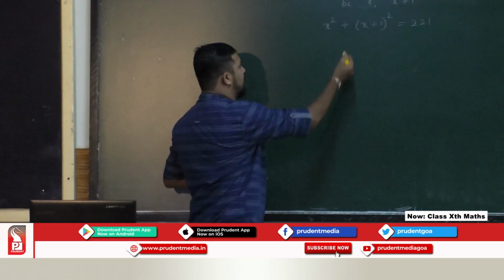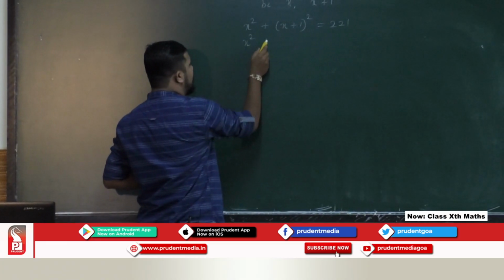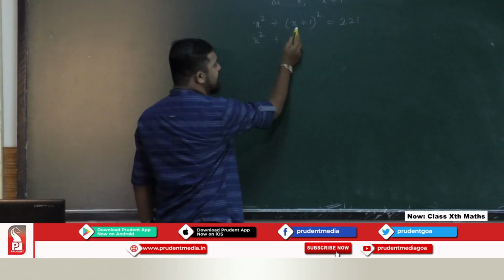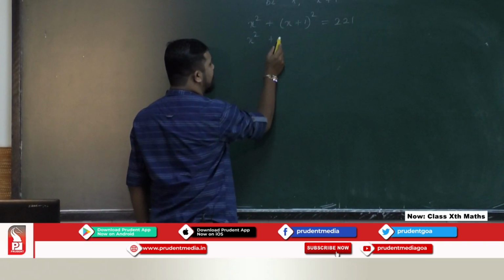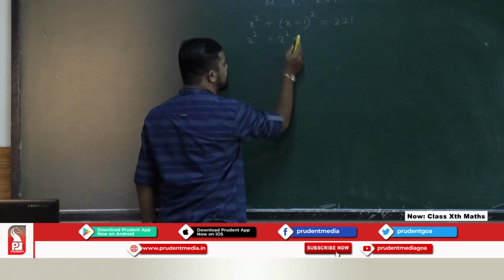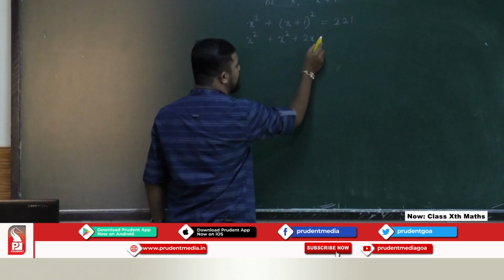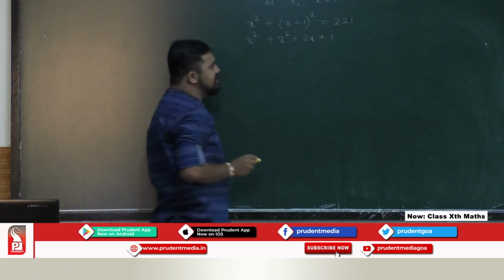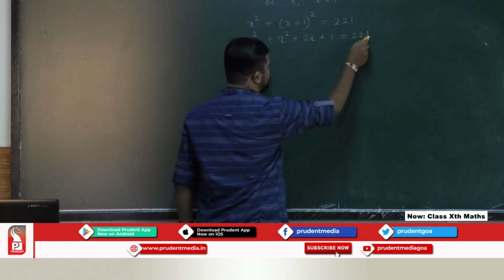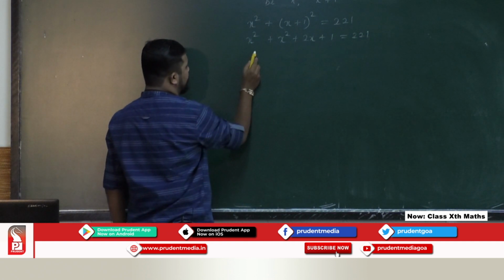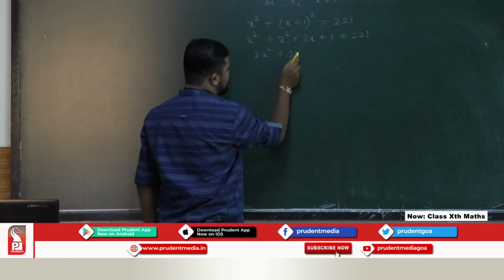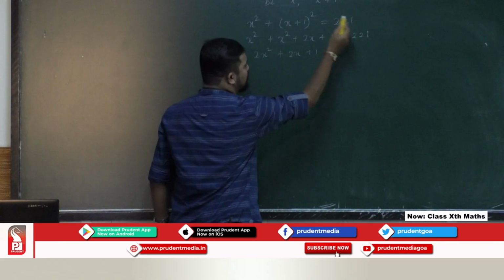Now if you see this problem, I have to use an identity. Yesterday we used identities. So a plus b the whole square: directly you can write a square plus 2ab plus b square. So it is x square plus 2x plus 1 square, so 1 square is 1, equal to 221. x square plus x square, 2x square plus 2x plus 1. Bring this 221 to this side.